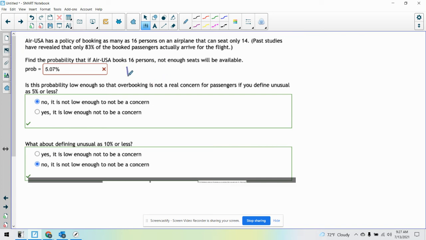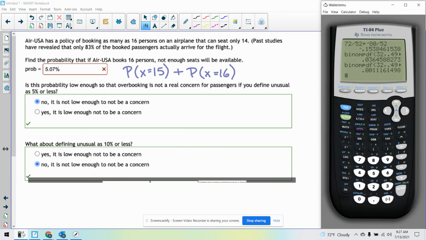So we need to find the probability of 15 people showing up, that X equals 15, and the probability of having all 16 show up. If either one of these things happens, there's not enough seats. So we're going to find this probability and add it to this probability. Otherwise, we don't have any issues. But this is a binomial as well. So we're looking at trials is 16 people. Each one has a probability of 83%. We're looking for the chance that 15 people show up.